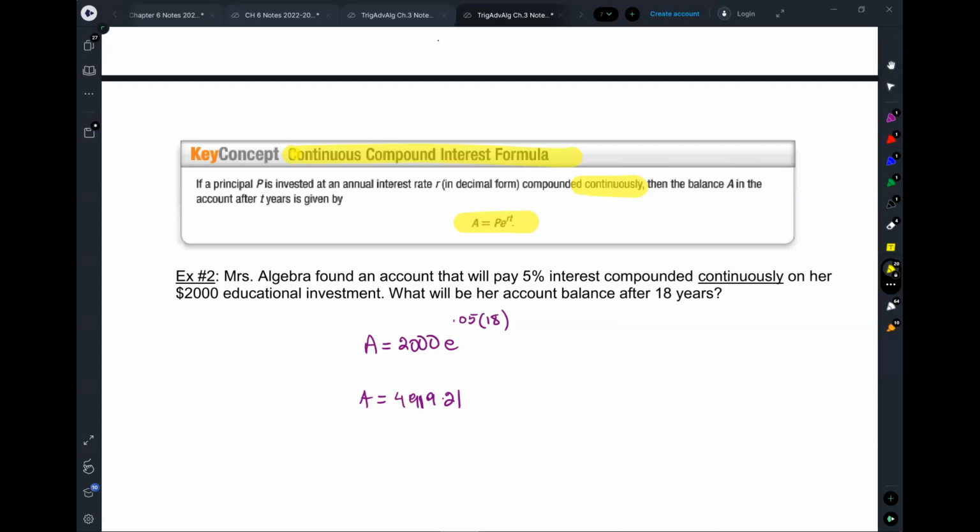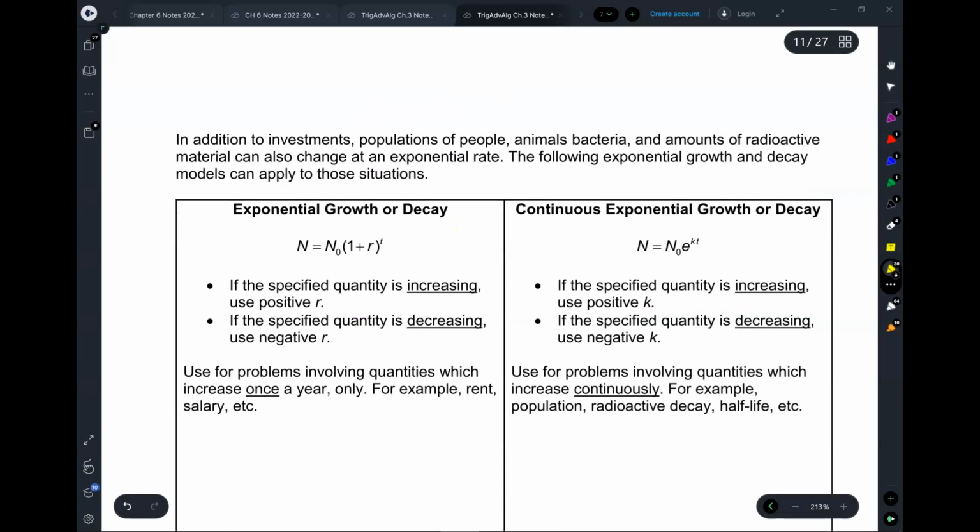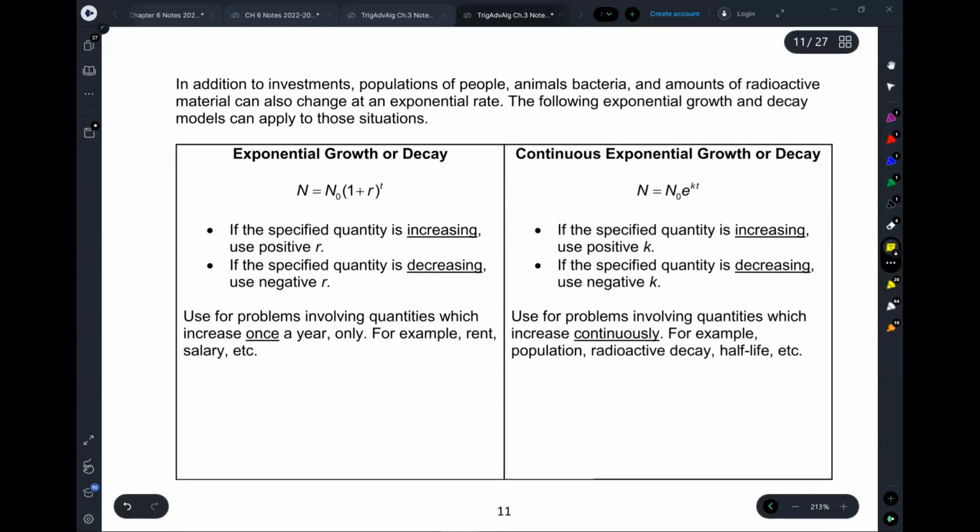For all other problems, like bacteria in your body, population increase or decrease, radioactive material decaying, salary increase, decrease. Even though salary is money, it's not money in a bank account earning interest, right? House properties increasing or decreasing, car value increasing. For all those other ones, we have these lovely formulas. So whether it's populations of people, bacteria, animals, radioactive material, whatever, it's this.